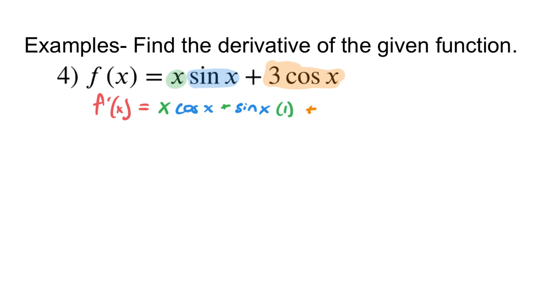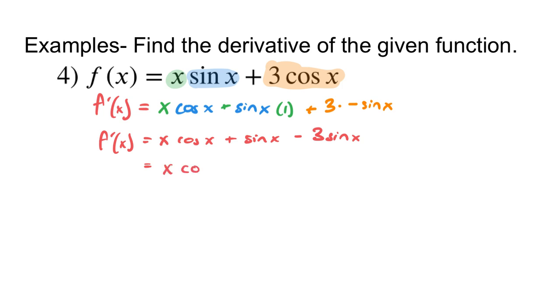Now we'll deal with the derivative of 3 cosine of x, which would be 3 times negative sine of x. And now we'll just simplify this down. So I'll have x cosine x plus the sine of x minus 3 sine of x. And here there's actually a little bit of simplification we can do, as I have minus 2 sine of x. And there's my final answer.